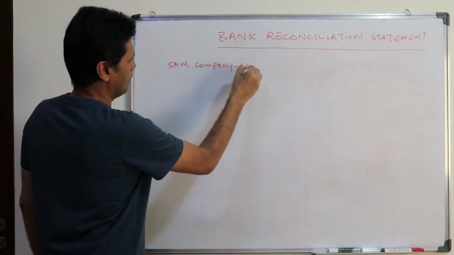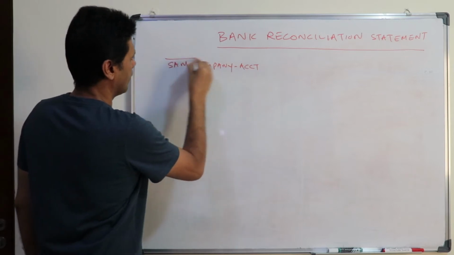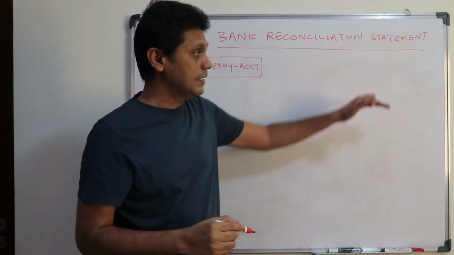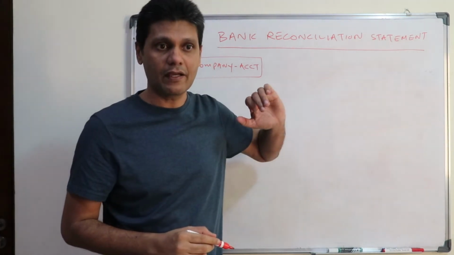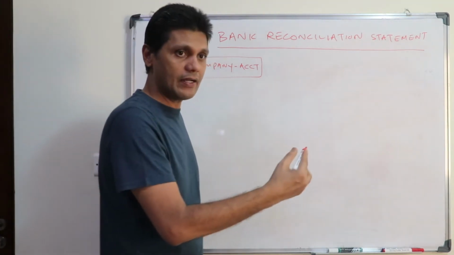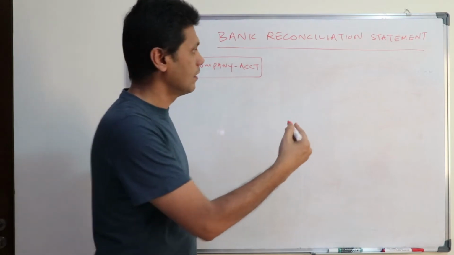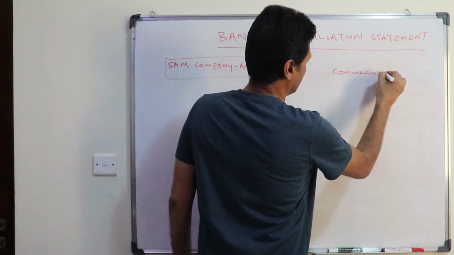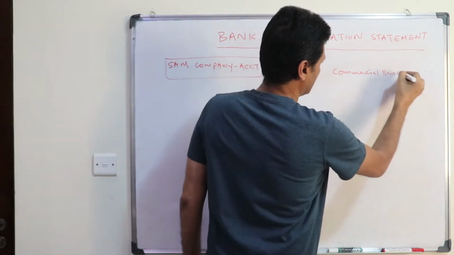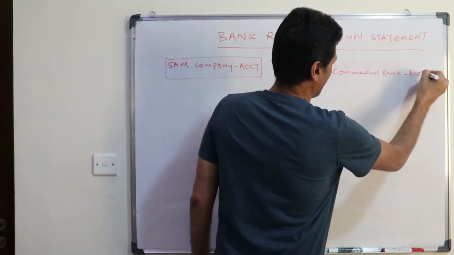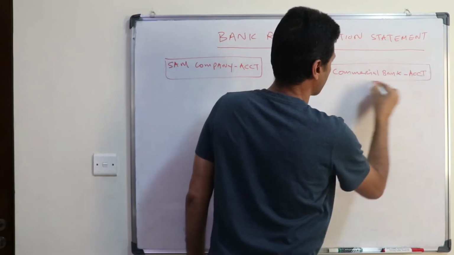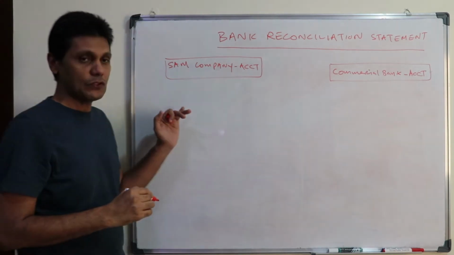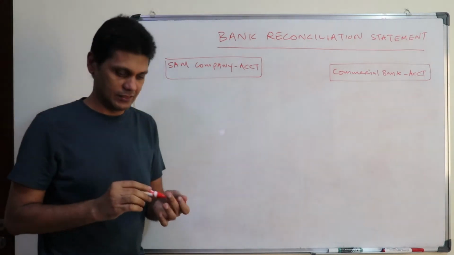This is Sam company's accountant, and the other accountant is in a bank. So let's assume the bank is Commercial Bank. The bank name is Commercial Bank and they have an accountant. Is that clear? Okay. Now the story begins like this.